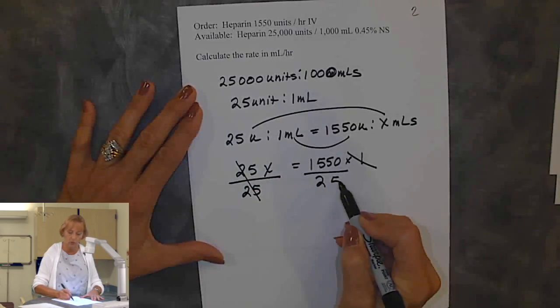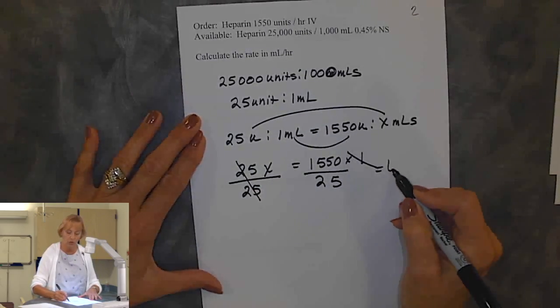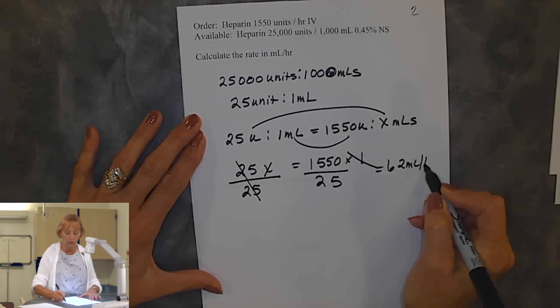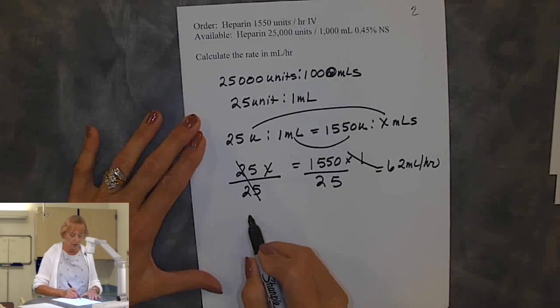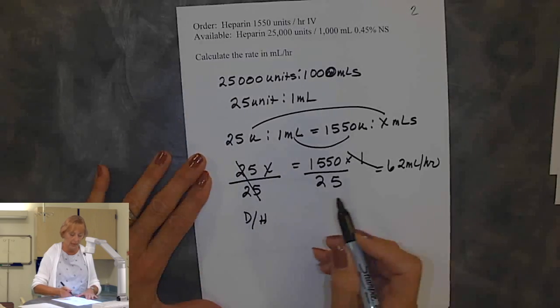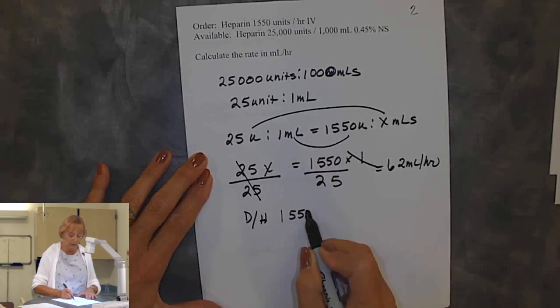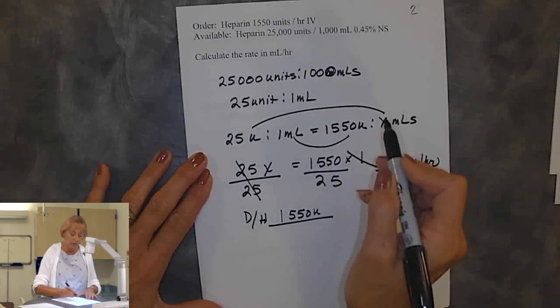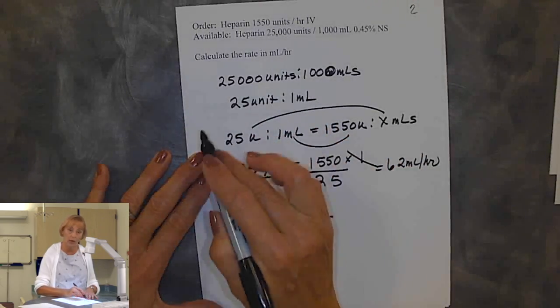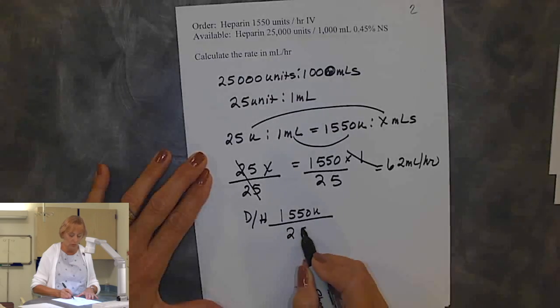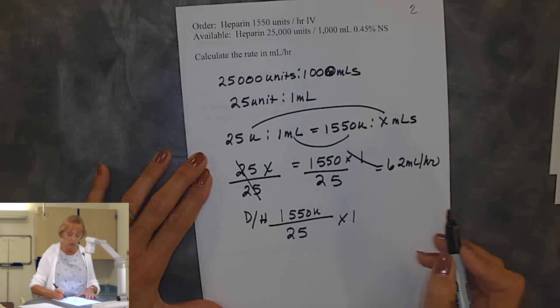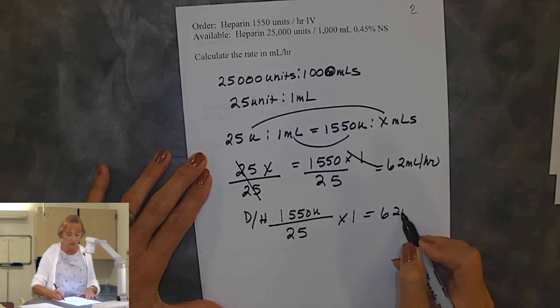You divide this by 25, and what you end up with is 62 mLs per hour. Desired over have, for those of you who do that, your desired is 1,550 units over, and you can use the 25,000 units. I would use the 25 units. 25 times 1 makes your life easy, gives you the same answer. You have 62 mLs per hour. Two ways to do the same problem depending on what you find is your easiest way to do it.